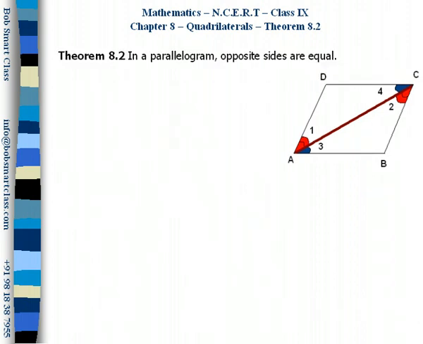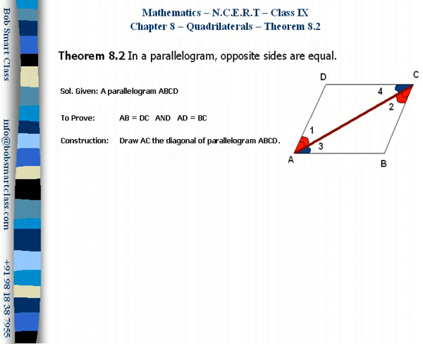Now the next theorem is 8.2. In a parallelogram, opposite sides are equal. Solution given. A parallelogram ABCD. To prove AB equals DC and AD equals BC. Construction. We will draw a line AC as a diagonal of the parallelogram ABCD. Now let's prove it. In triangle ABC and triangle CDA, we have a common side AC. So, AC equals CA in these two triangles.